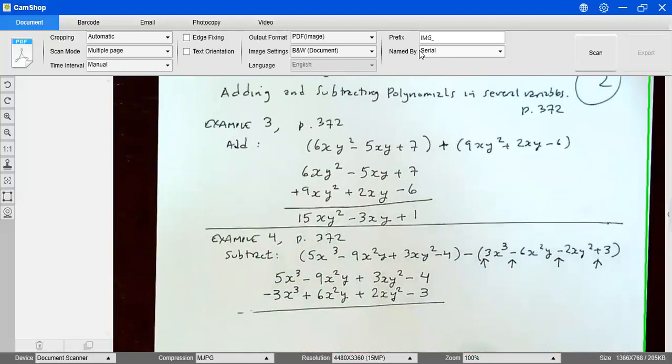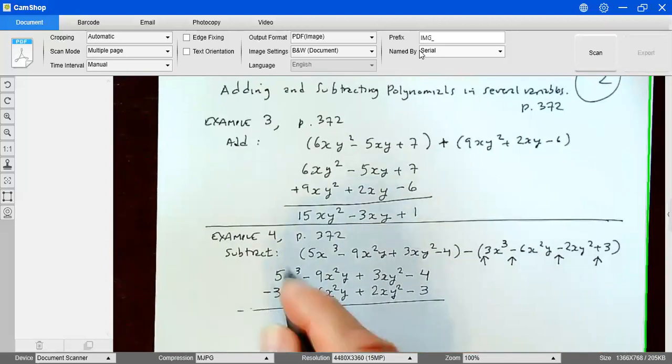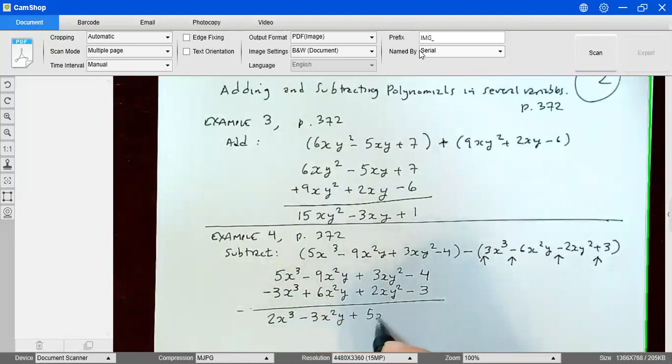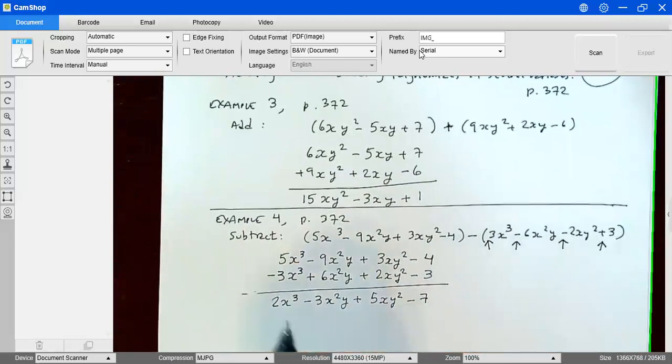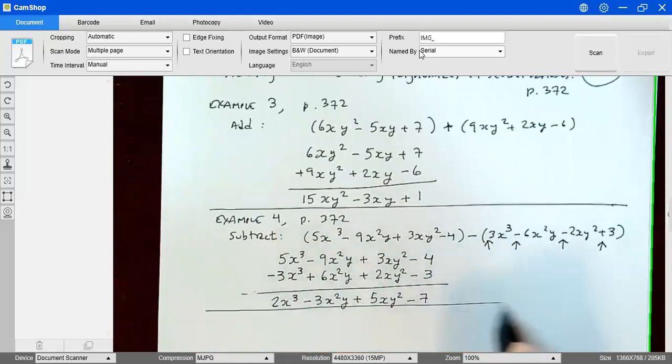So we proceed with now the addition, because we already changed signs. So 5 minus 3 is going to be 2x cubed, and negative 9 plus 6 is going to be negative 3x squared y. 3 plus 2 is going to be 5xy squared, and then we are adding 2 negatives, so we're going to get negative 7. So that's addition and subtraction.